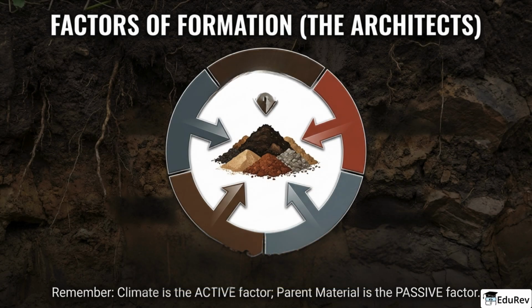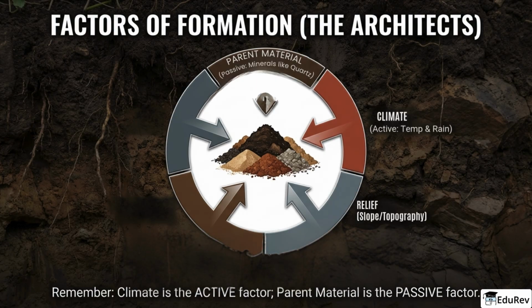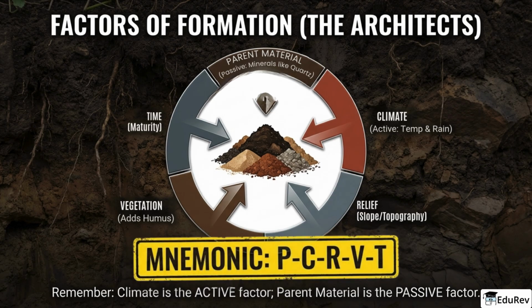What builds soil? 5 factors control soil formation, and this sequence is worth remembering exactly. Parent material, climate, relief, vegetation, time. That gives you the mnemonic PCRVT.